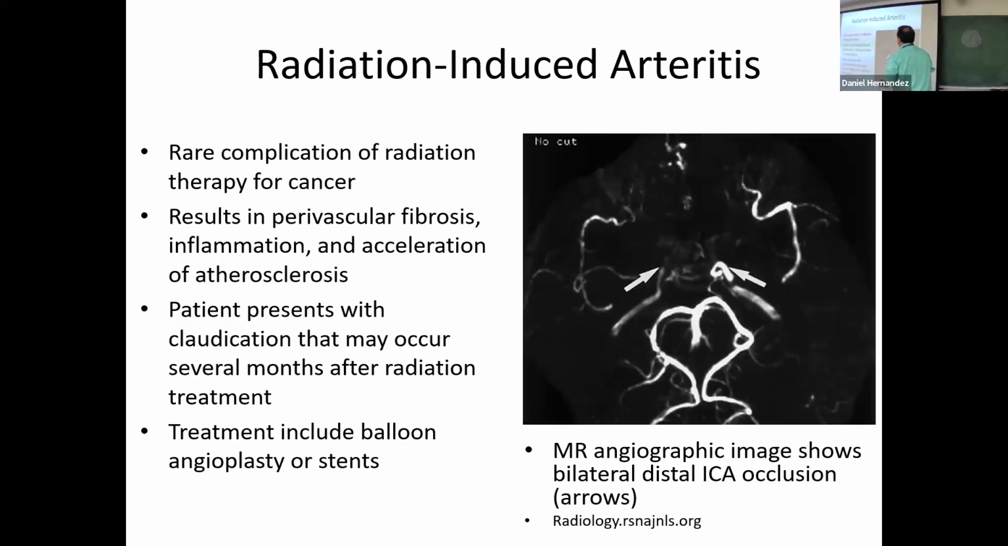So patients who are undergoing radiation therapy for cancer, that radiation can also lead to damaging of the vessels and potential fibrosis, inflammation of the vessel. So it can result in arteritis and acceleration of that atherosclerotic process as well. And just keep that in mind as well, patients who are undergoing radiation therapy for cancer treatment.